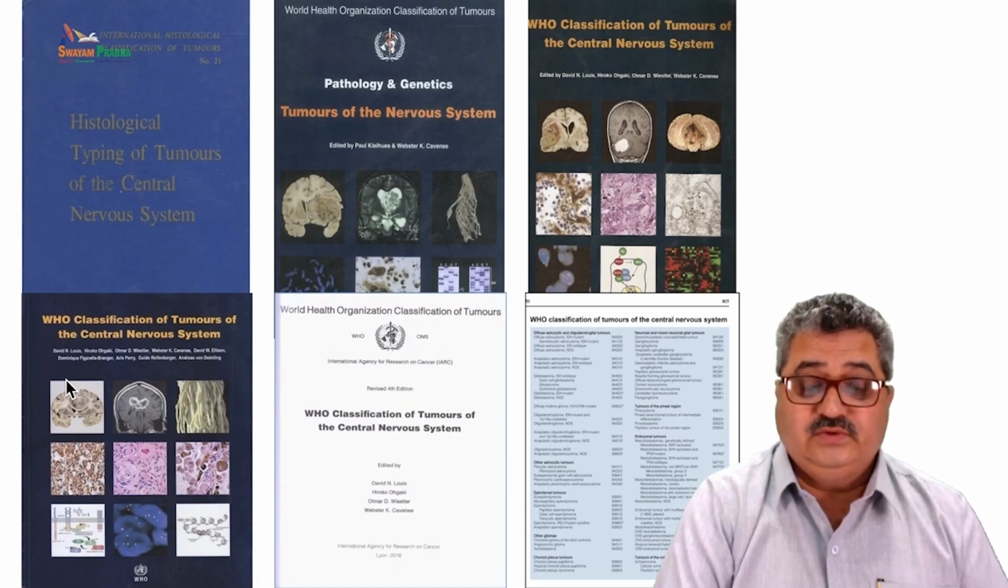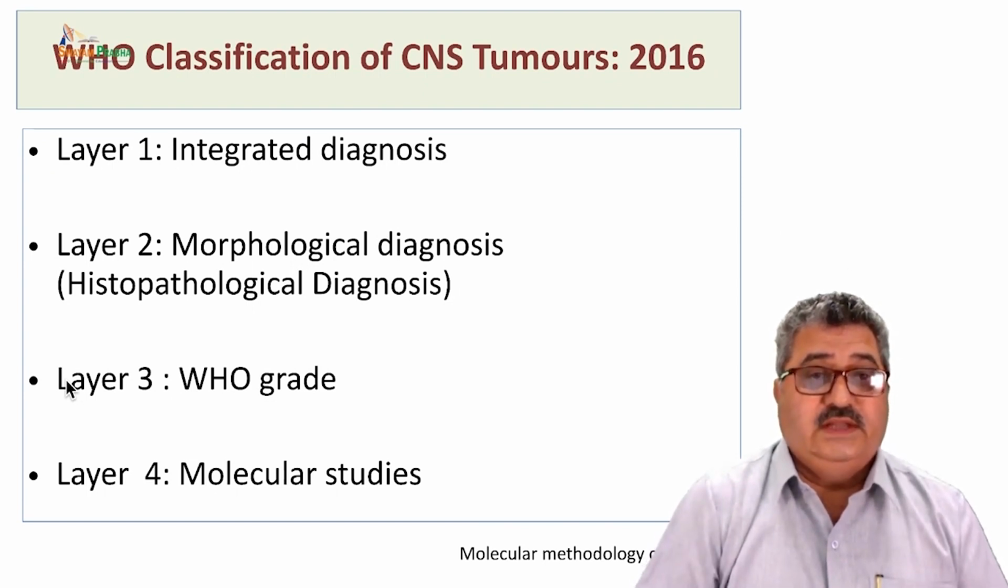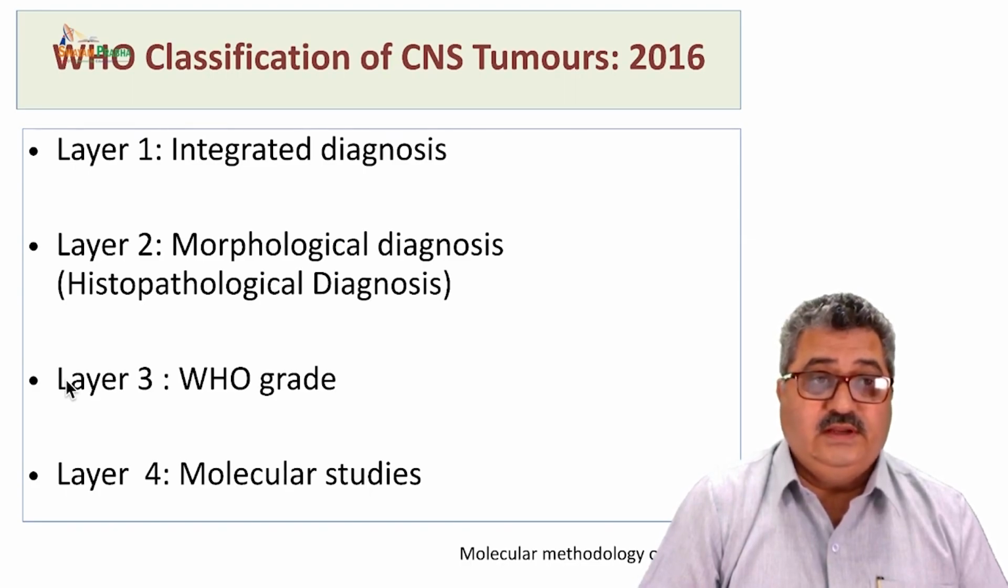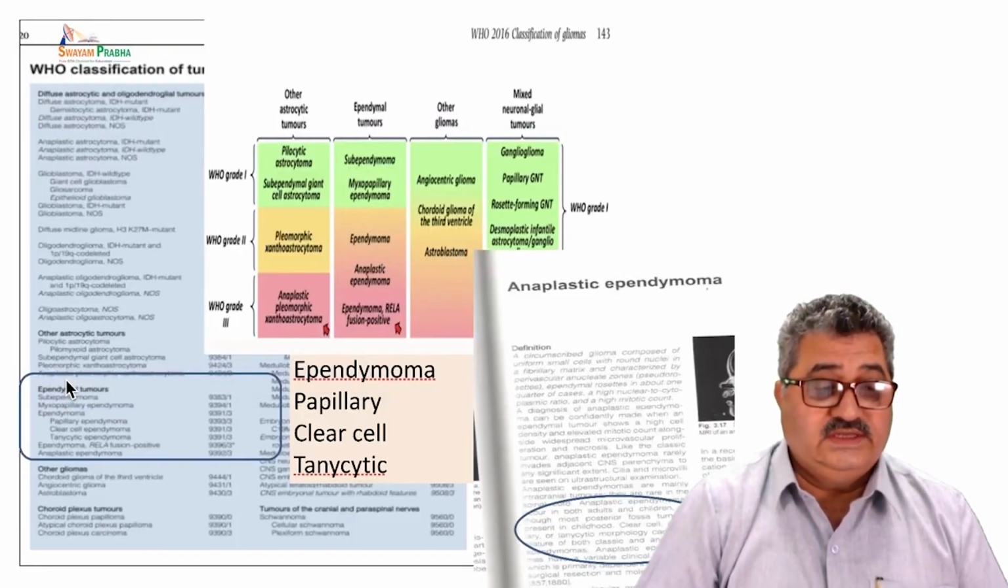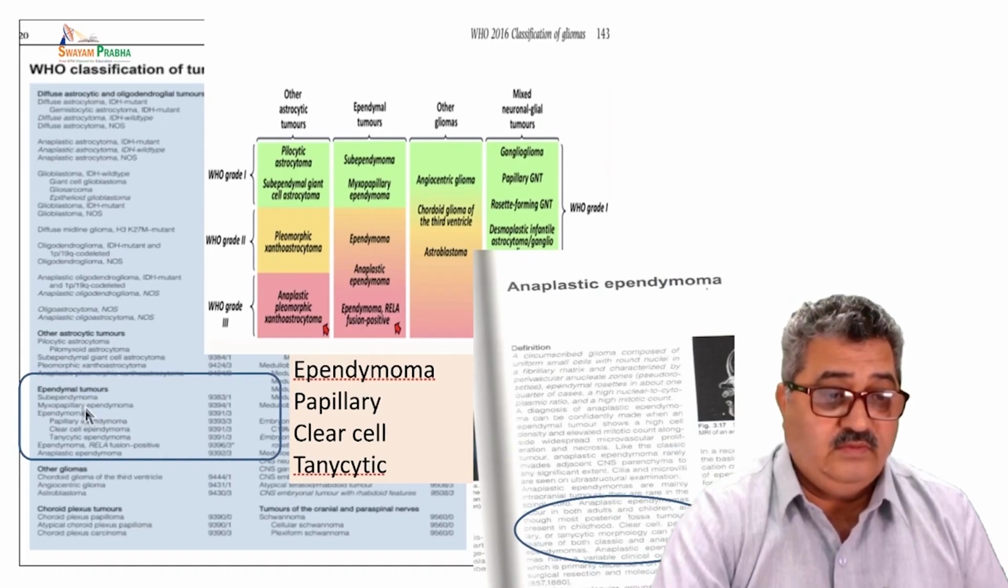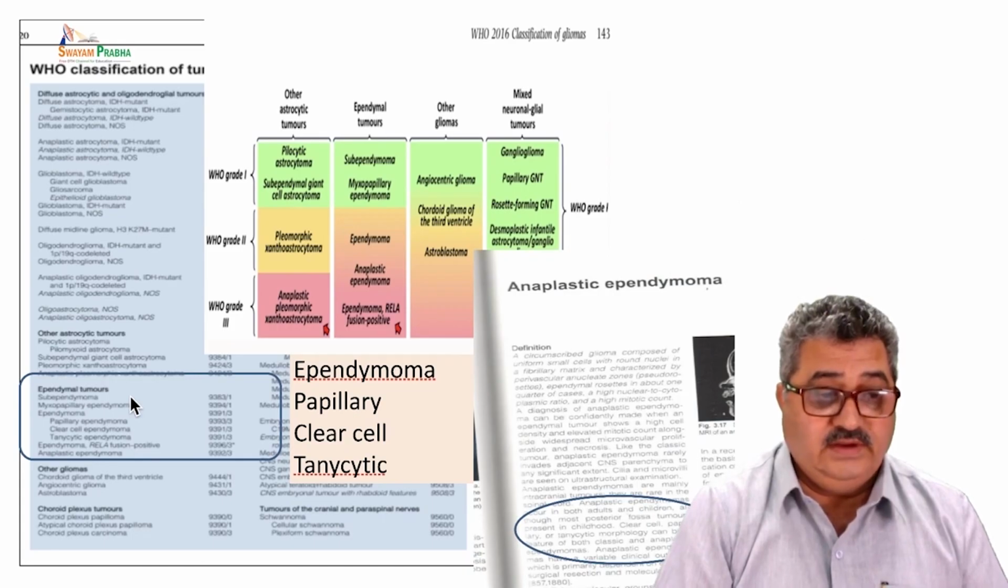So in the last WHO in 2016, WHO suggested that ependymoma should be diagnosed like other brain tumors in an integrated fashion. A diagnosis should be provided based on the morphology, WHO grade, and molecular studies. And WHO suggested that subependymoma and myxopapillary ependymoma, which are well circumscribed, are grade 1, and ependymoma and anaplastic ependymoma are grade 2 or grade 3.